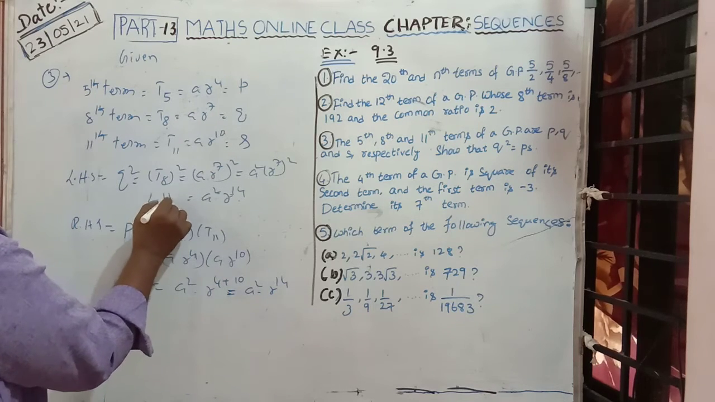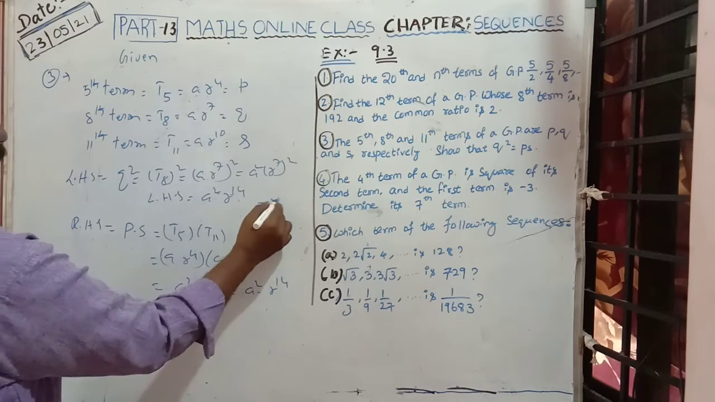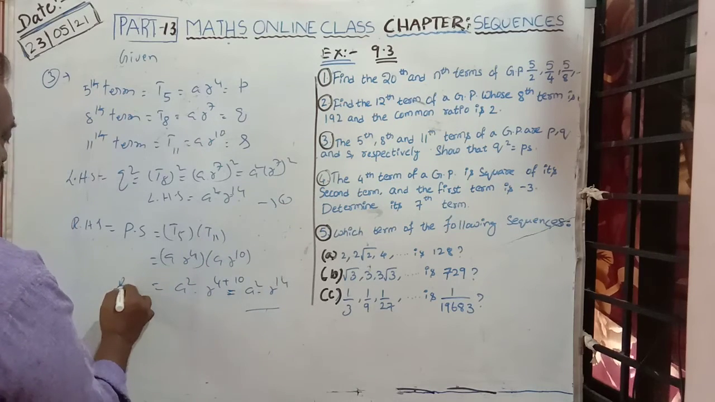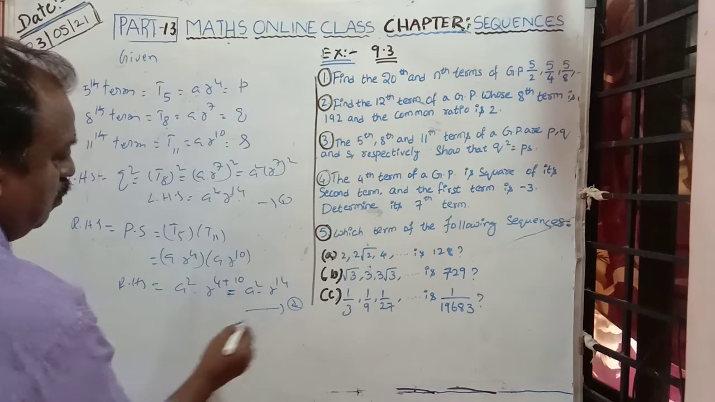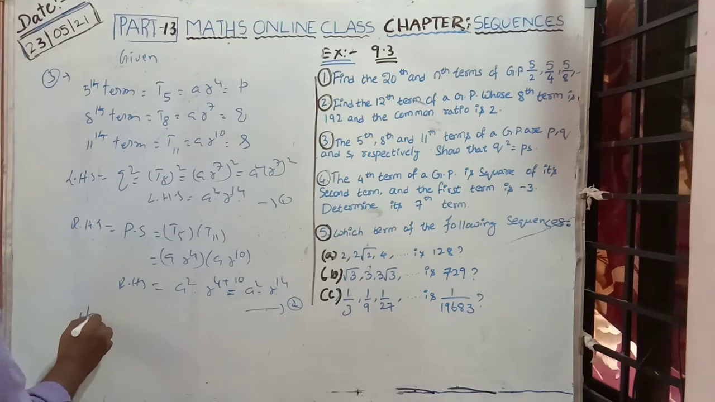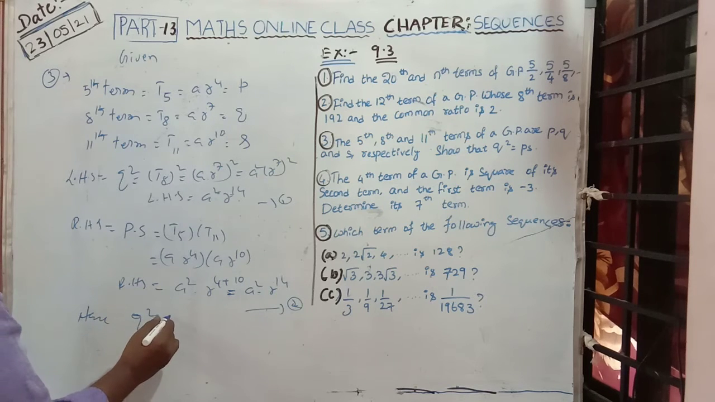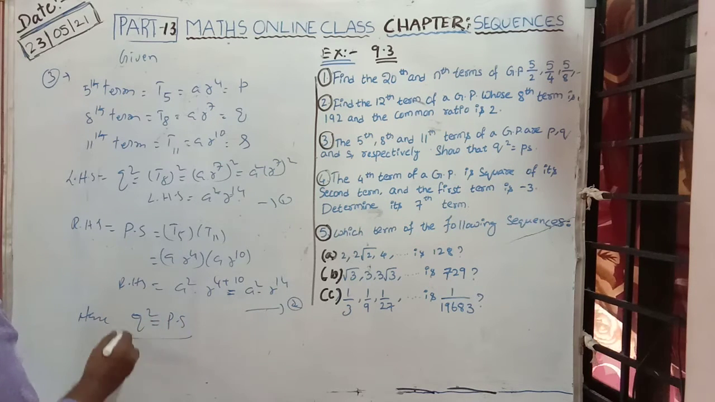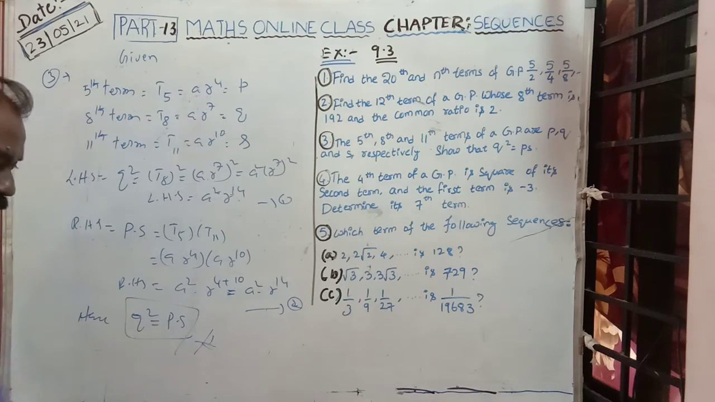Here LHS is A square R power 14. Okay? Here RHS is A square R power 14. So from 1 and 2, hence Q square is equal to P into S. Yes, it is satisfied. Proved. Okay, next, the fourth one.